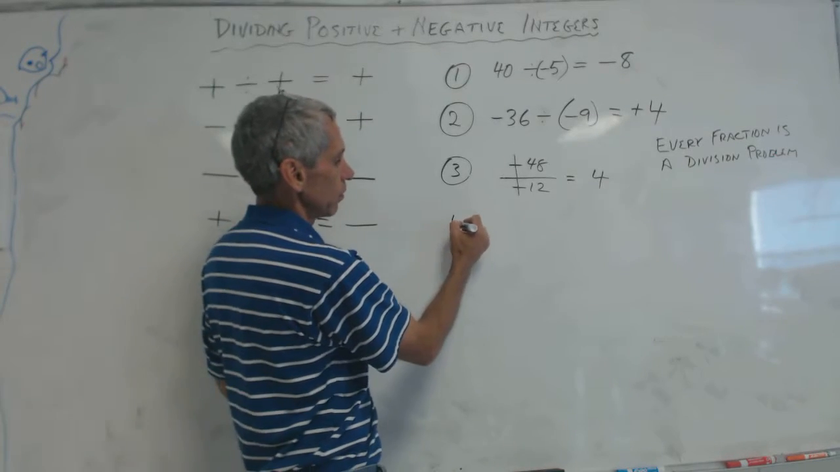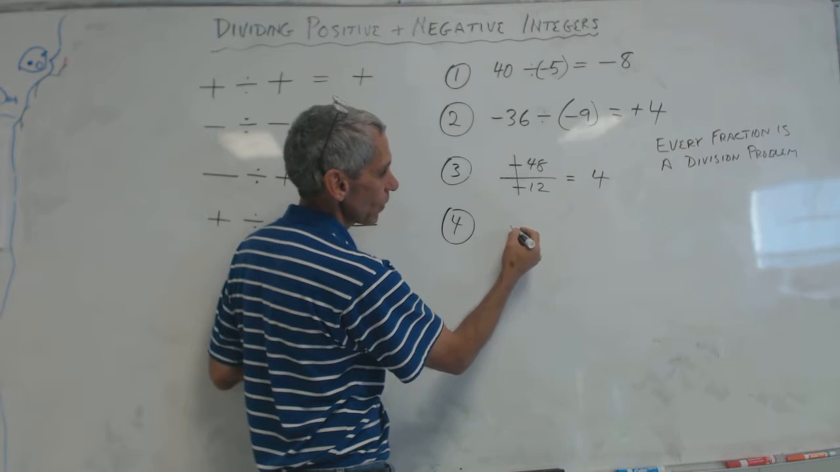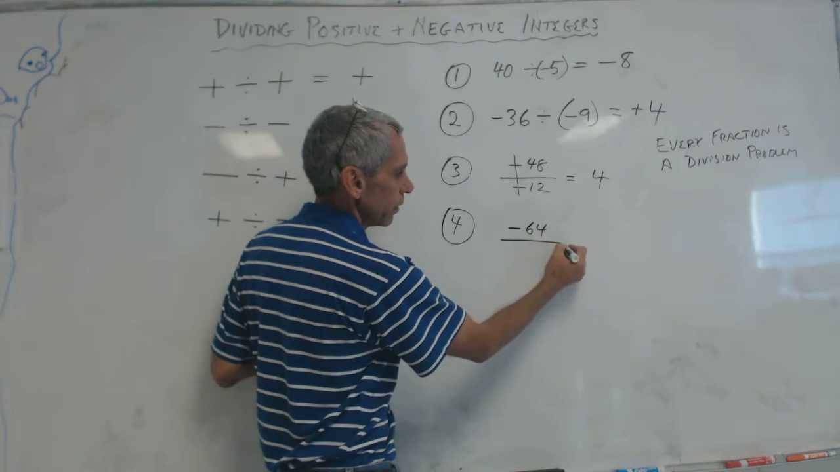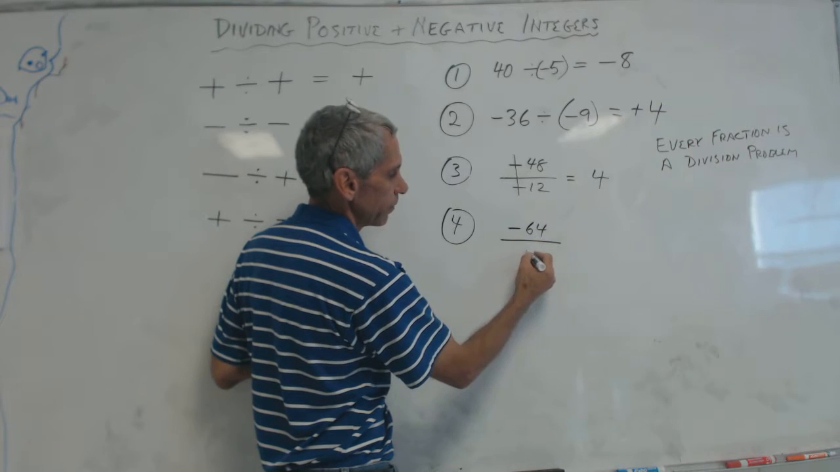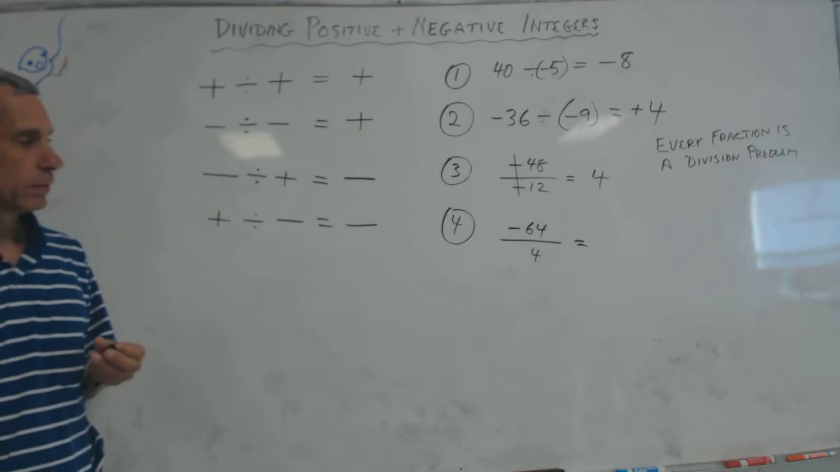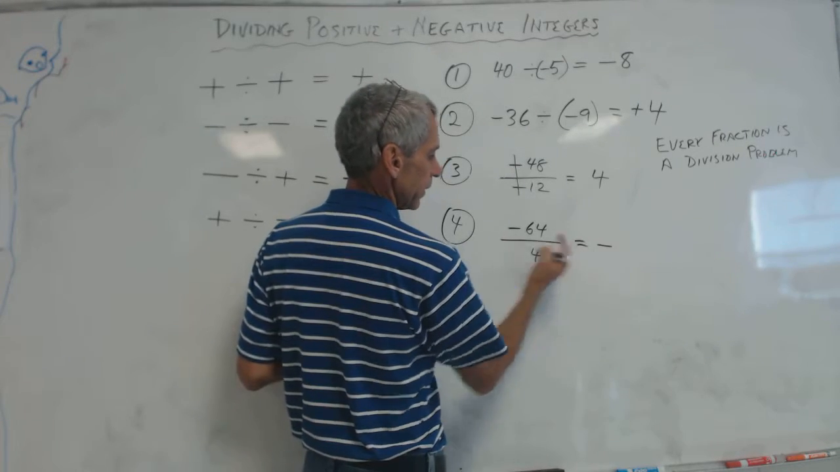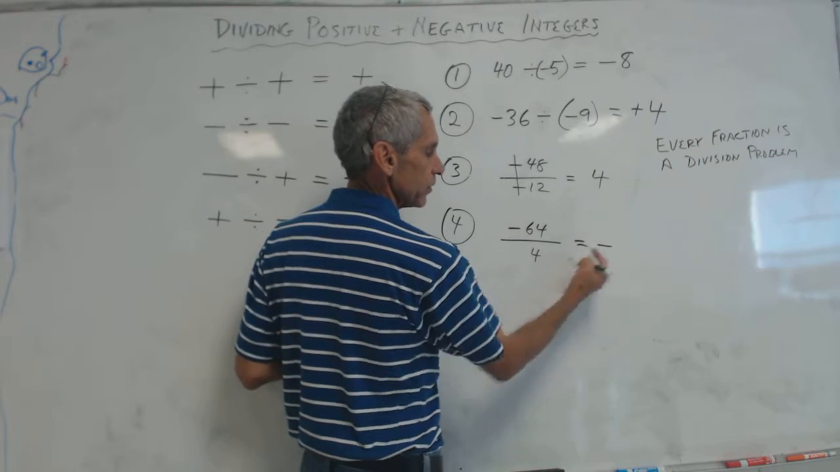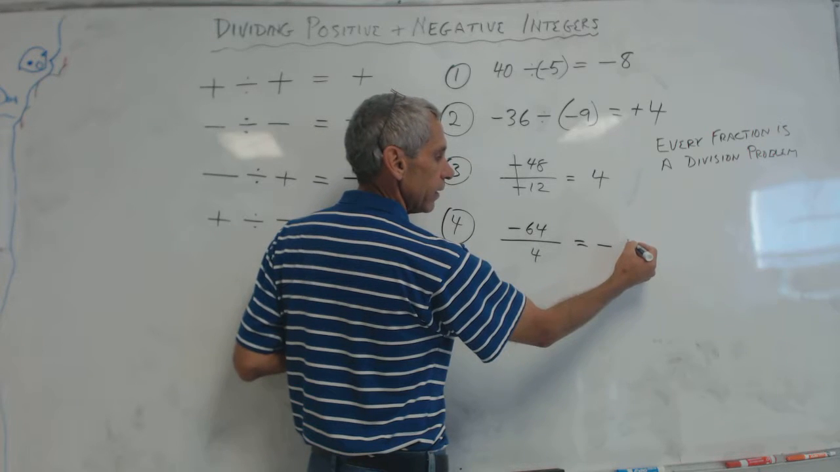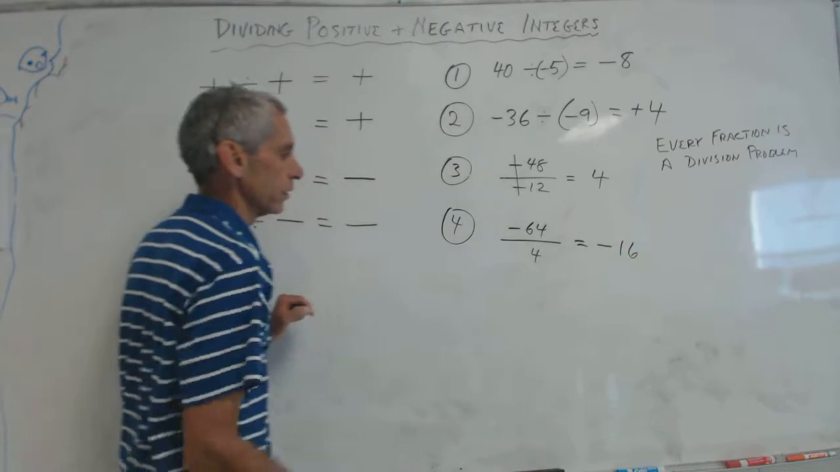Okay? So number 4. Let's say I gave you, I don't know, negative 64 divided by 4. What would that be? Negative 16. Negative, because it's negative divided by positive. The signs are different, so the answer is going to be negative, right? And what did you say it was? Negative 16, yeah, that's correct.